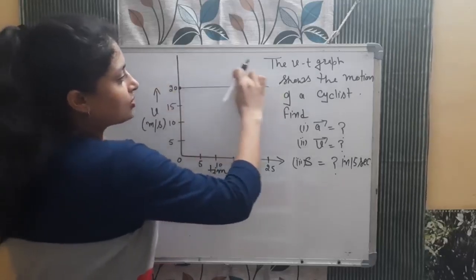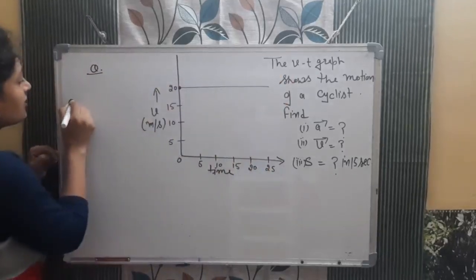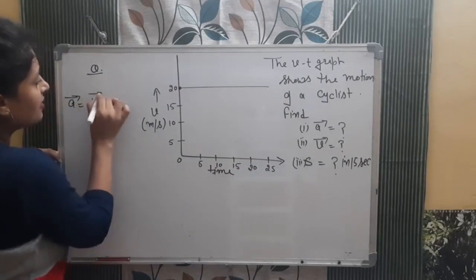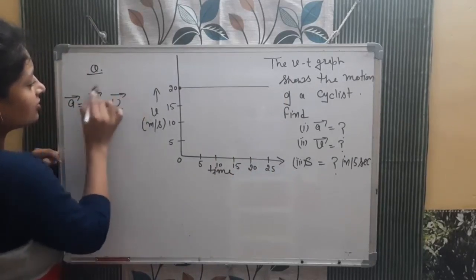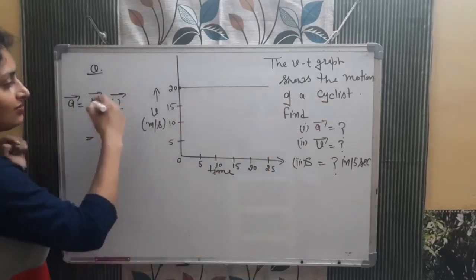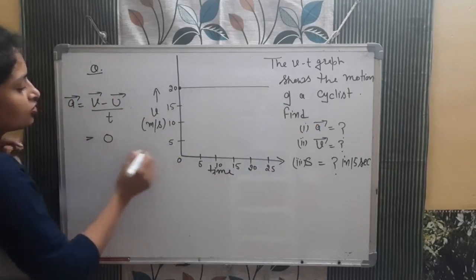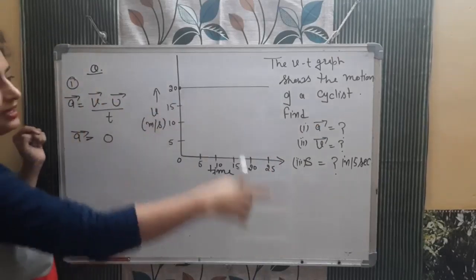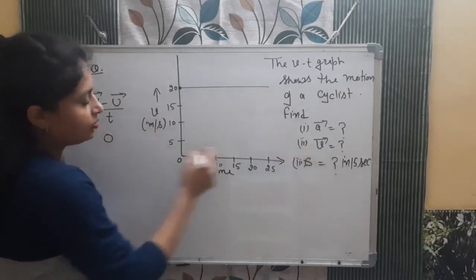Velocity is constant. Acceleration क्या होता है? Change in velocity divided by time. Now there is no change. Velocity में तो कोई change ही नहीं है. It is 20, 20, 20, 20, 20. So 20 minus 20 will be what? 0. There is no change in the velocity. So first part answer will be what? Acceleration will be 0.